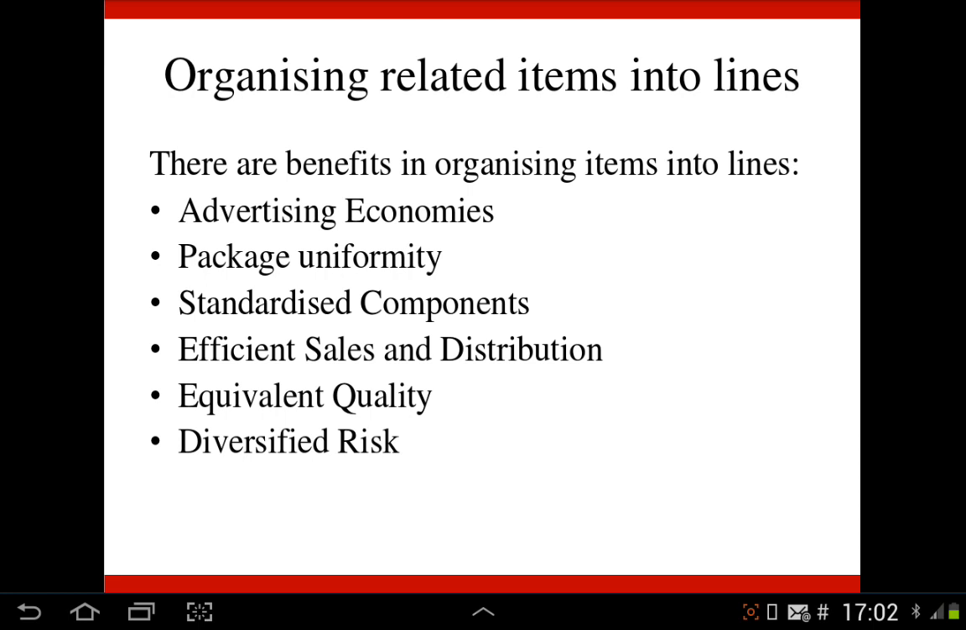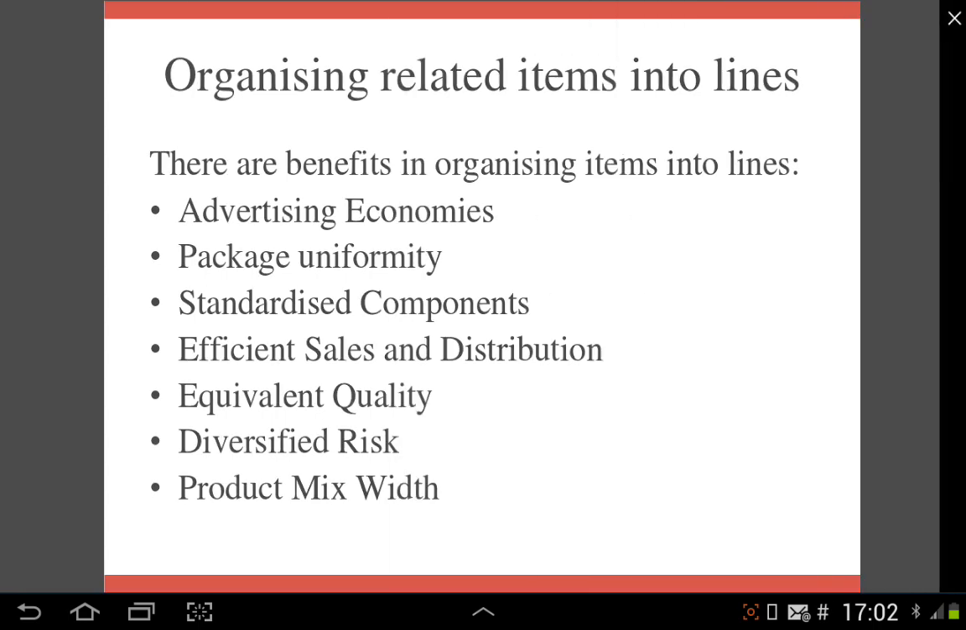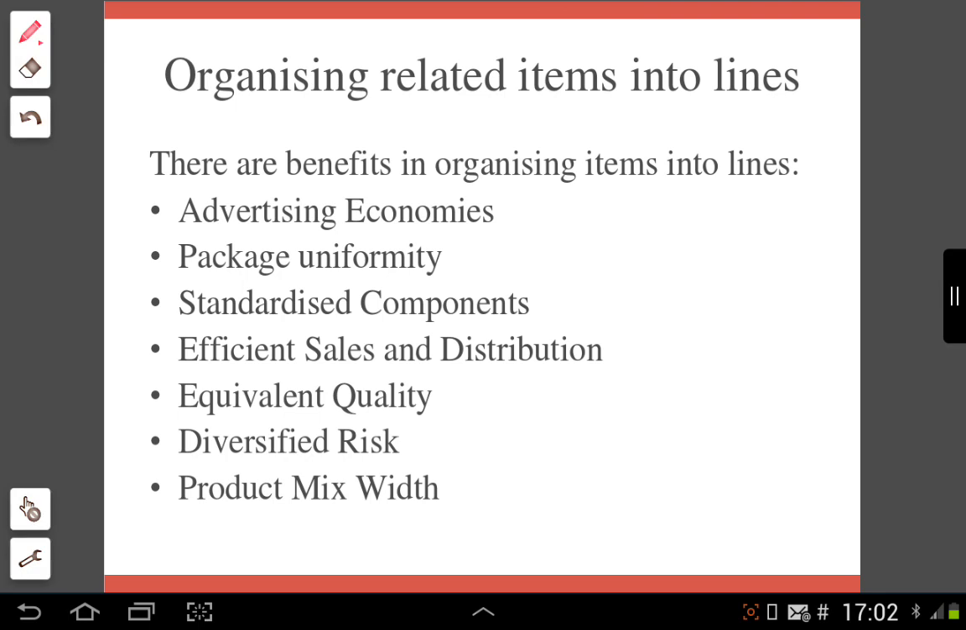Diversified risk. Head & Shoulders might have multiple products. Let me just quickly draw that so that you can at least get some physical indication. Right, so Head & Shoulders has different shampoos. They're the same shampoo, but they do different things. This one is for sensitive skin. This one has a minty flavor. This one is just your normal one, and so on and so forth.